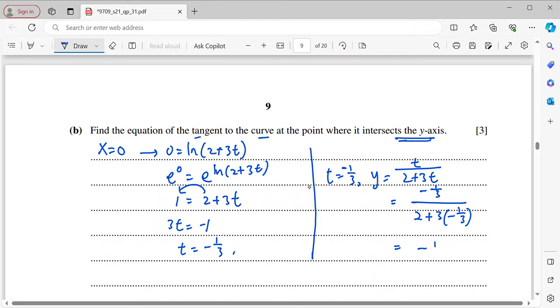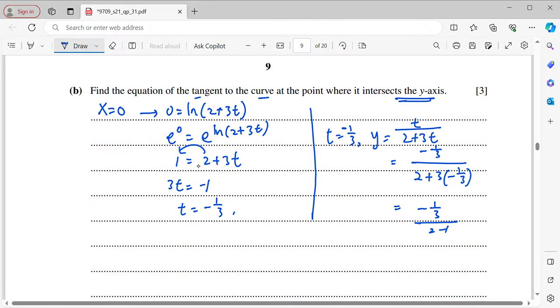So I will get negative 1 over 3 divided by 2 minus 1. Therefore, it's 1 in the denominator. At last, your y is negative 1 over 3. So that means from here, I'm getting a point with coordinates 0 and negative 1 over 3.